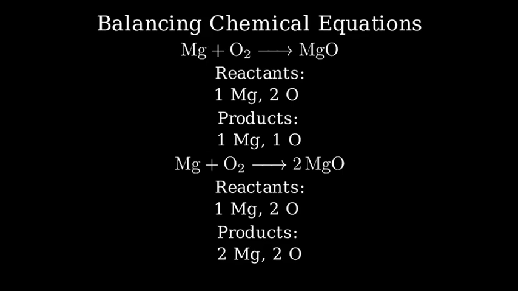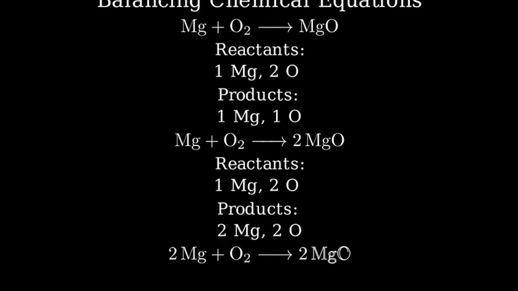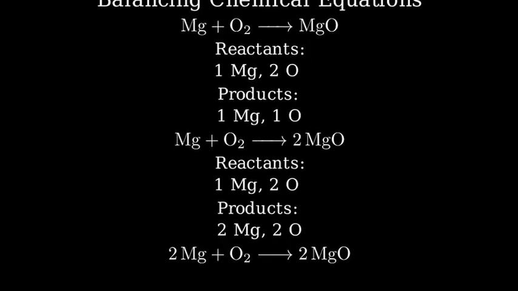The oxygen atoms are now balanced, but we need to balance the magnesium atoms. We can do this by adding a coefficient of 2 in front of Mg on the reactant side.